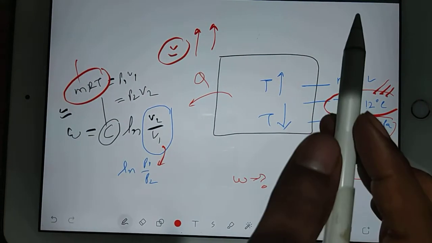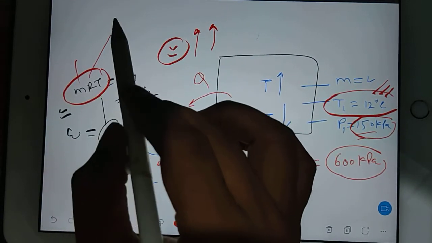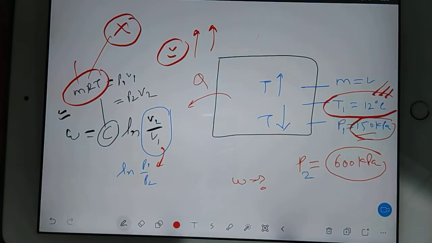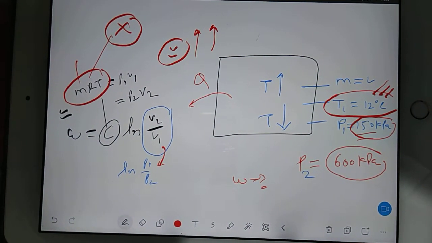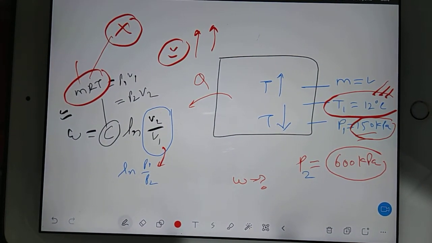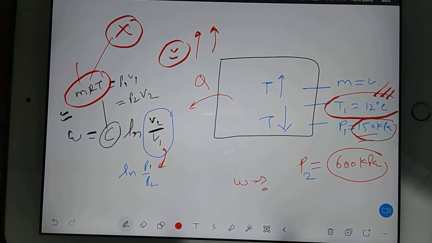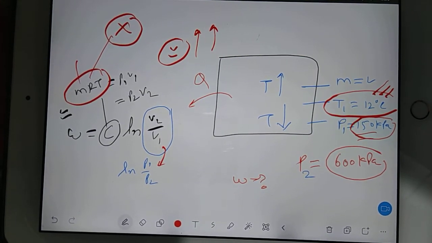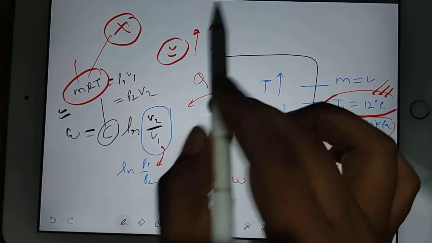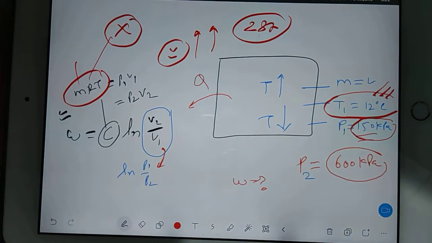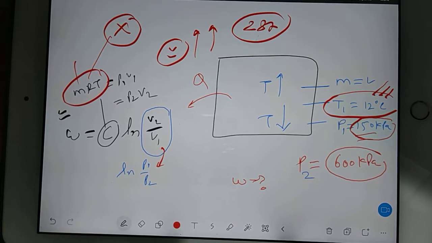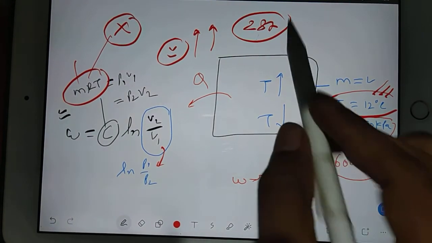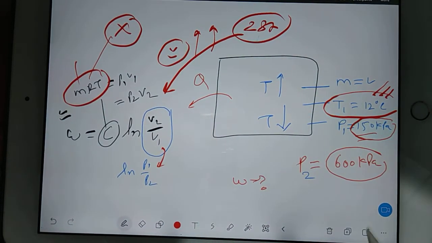Mass is given? Yes. R is given? R is not given. So what about R now, guys? Tell me. Yes, R is constant. Very good. The R value we will take in SI unit, that is going to be 287. That's all, and already we have discussed R in the previous class. So you will be getting one answer here.